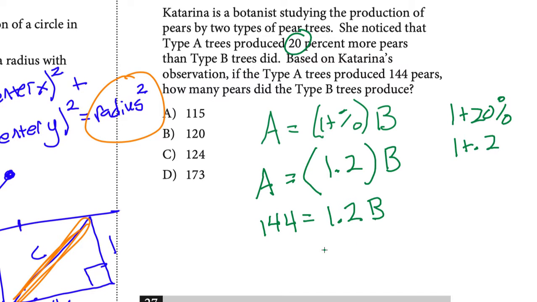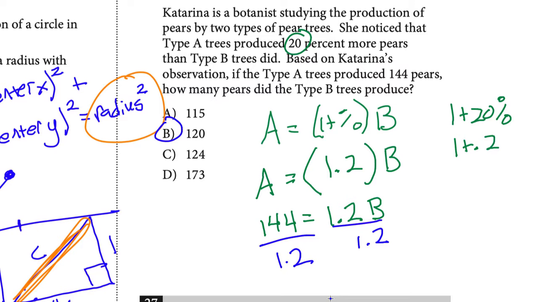What do I need to do to both sides to solve? Everyone shouts out, I divide by 1.2. There it is. On your calculators, 144 divided by 1.2. Go. I think you're going to get about 124, I would guess. 120. All right. Correct answer is B, because we divide both sides by 1.2. We get about 120.